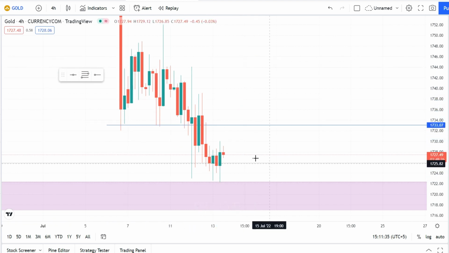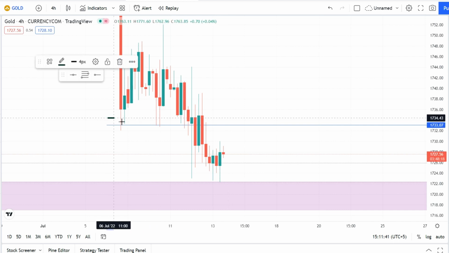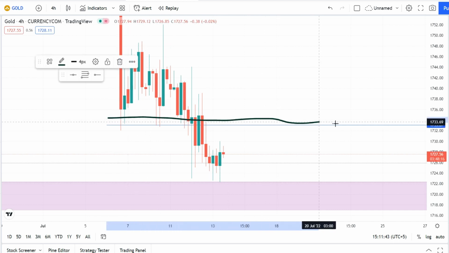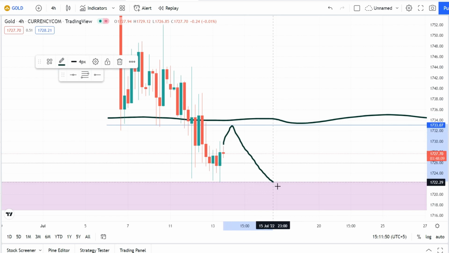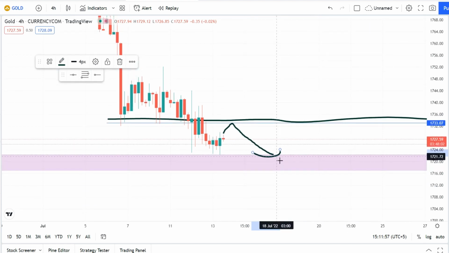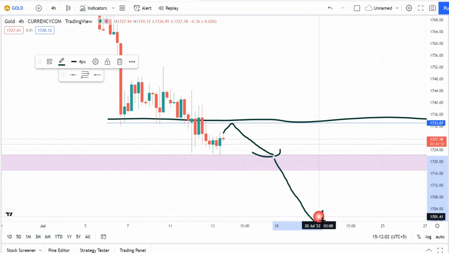And there's one more possibility. If gold goes there and is unable to break this area, I'm again mentioning 1732 till 1734, then I can see a straight fall till 1722. And if 1722 is not broken, then again upside. But before that, I can think the market can go more downside. So this is what I am expecting from the market right now.